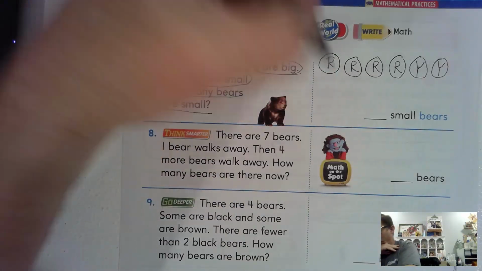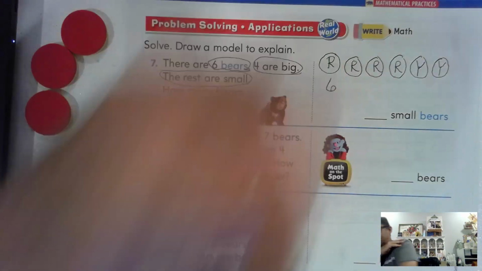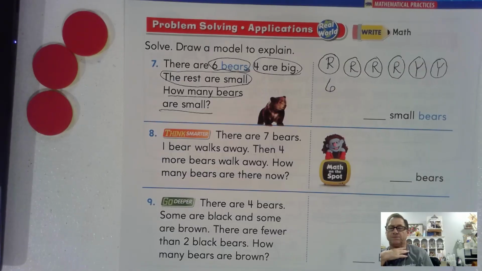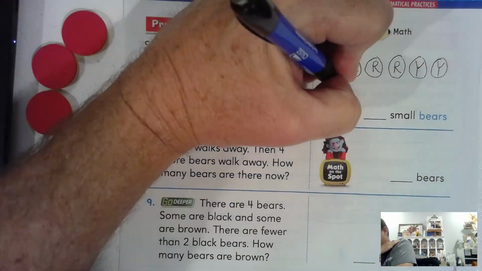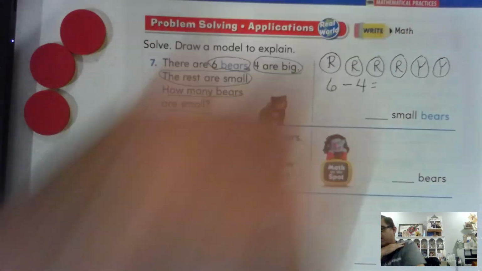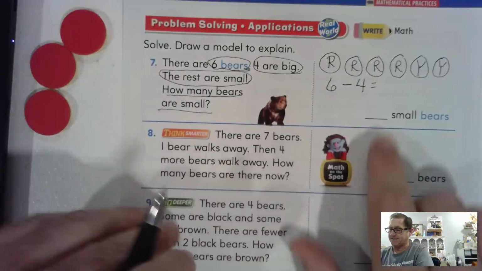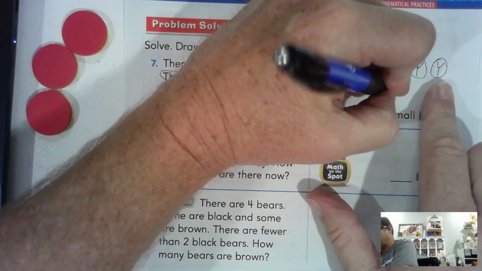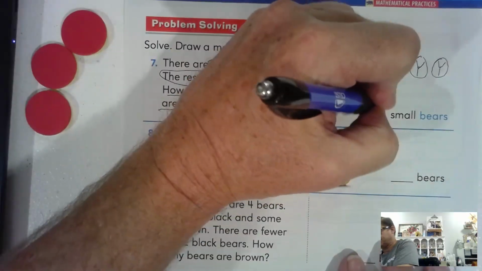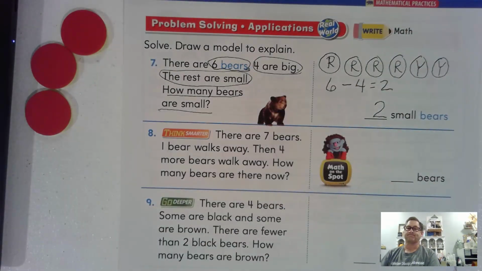All right, so what's our problem? 6 bears total minus the 4 big bears leaves me 2 small bears. Okay.